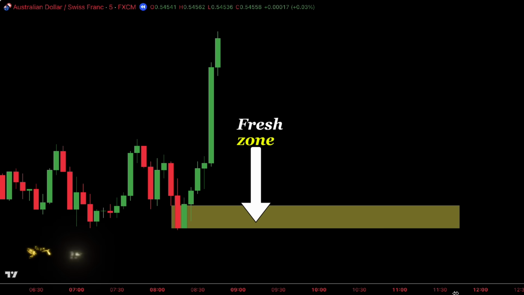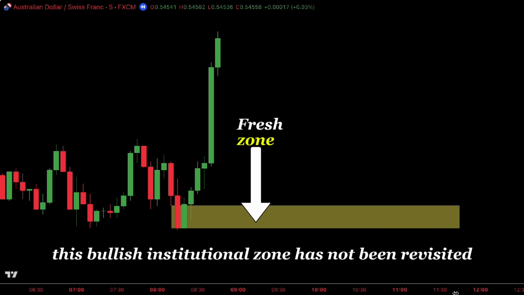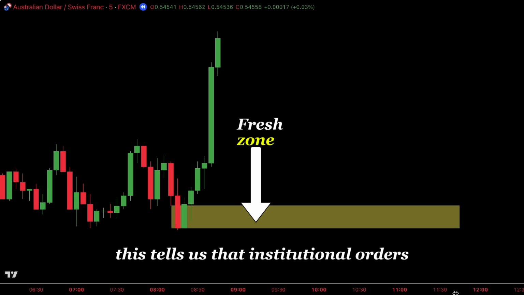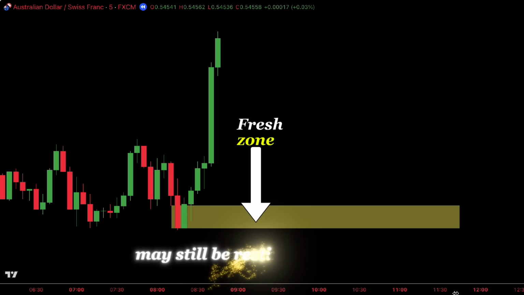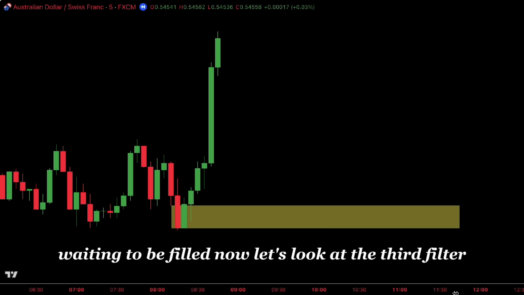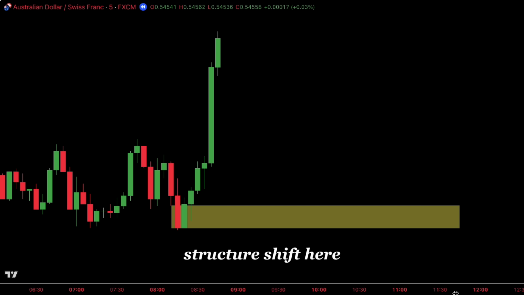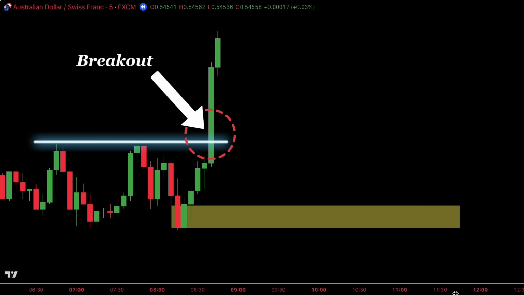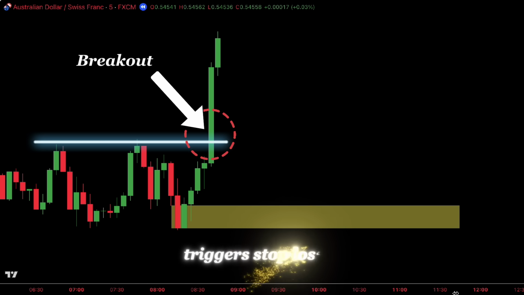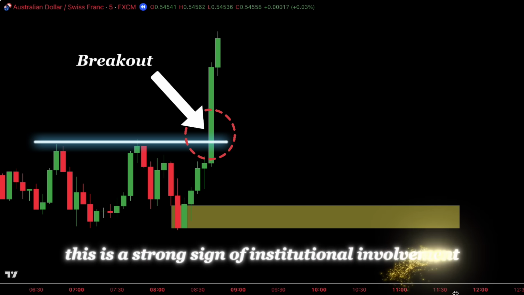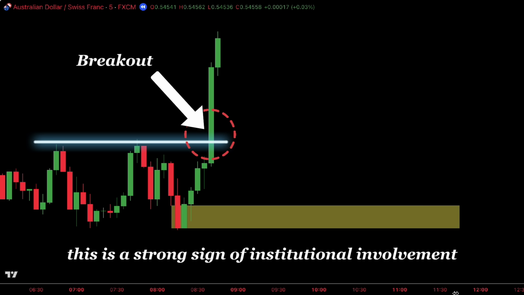As you can see, this bullish institutional zone has not been revisited. It is completely fresh. This tells us that institutional orders may still be resting in this area, waiting to be filled. Now let's look at the third filter, structure shift. Here, the market breaks above a previous resistance level. This move takes liquidity, triggers stop losses, and confirms a shift in market structure. This is a strong sign of institutional involvement.